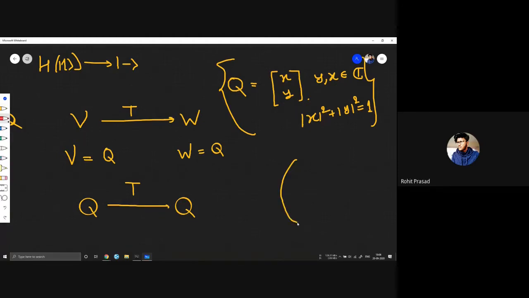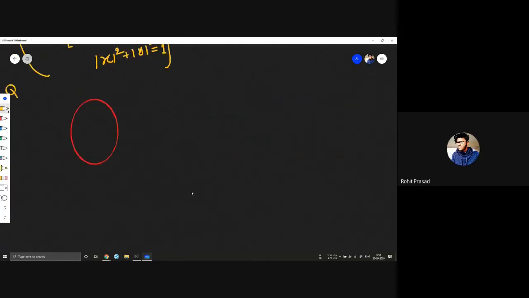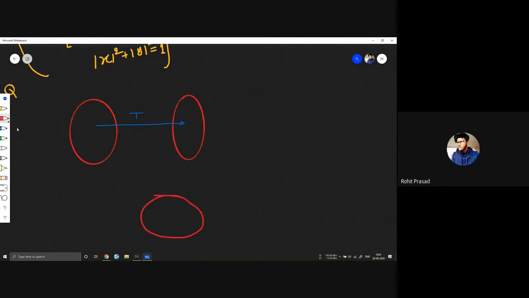Let's say this is your vector space, and this is your vector space. Both are the same vector space. Then T is mapping from this to this. We can also say that if this is your vector space, then T is mapping from it to itself. We can also say it like this: this is your Q, this is your Q.